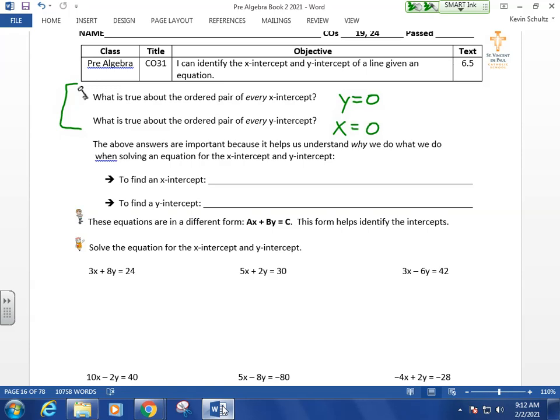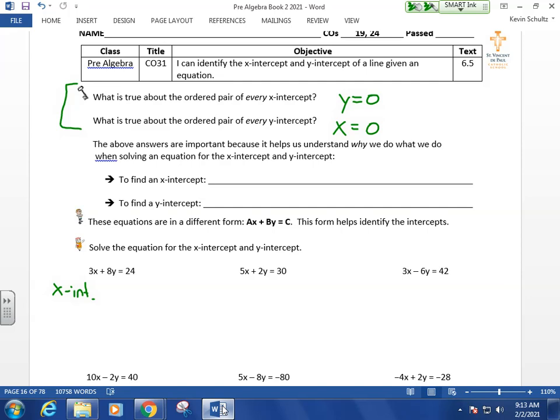Okay. Those answers are important because they help us understand why we do what we do when solving an equation for the X-intercept and the Y-intercept. I'm going to leave these blank for now and skip directly down to this first one here. 3x plus 8y equals 24. If I'm looking for the X-intercept, first of all, recognize that this is an equation, right? 3x plus 8y equals 24.